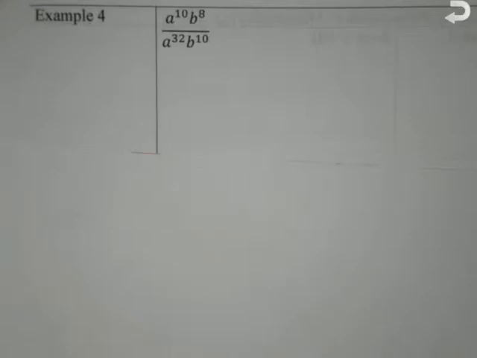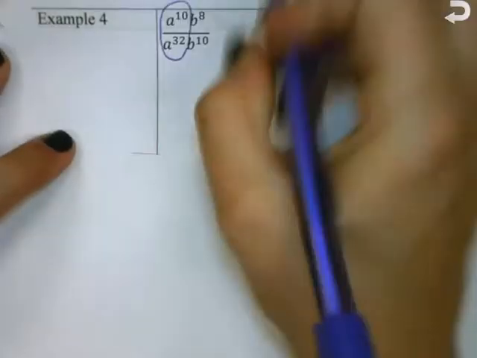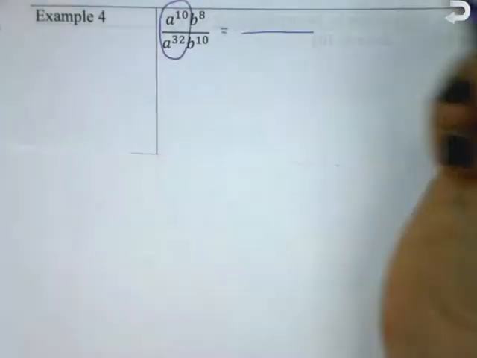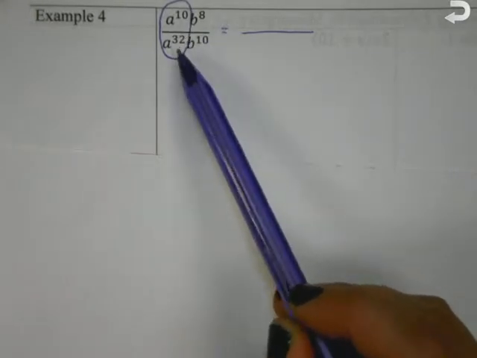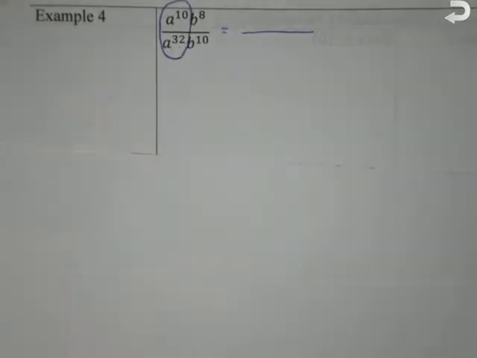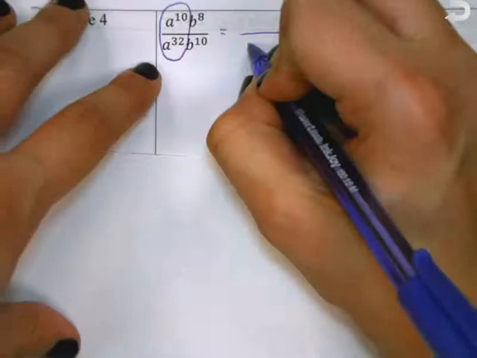Let's look at the a's first. I'm going to draw my fraction. Where are my a's going to end up, in the numerator or the denominator? Nate, where are my a's going to end up? On the bottom, the denominator. And that's going to be a to the what, Nate? 32 minus 10. Good. 32 minus 10.